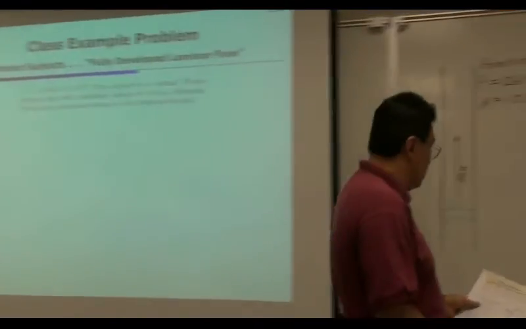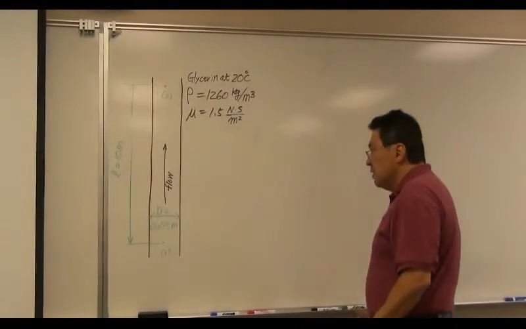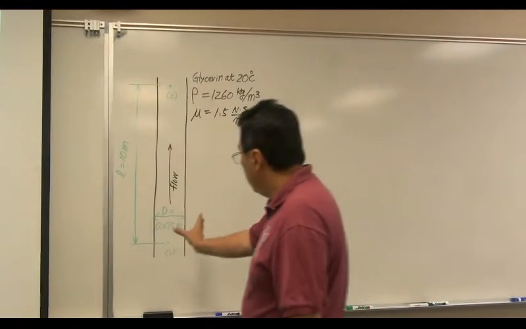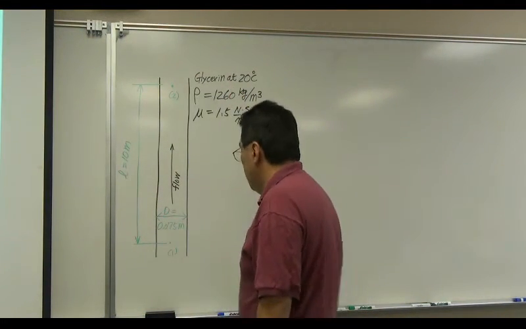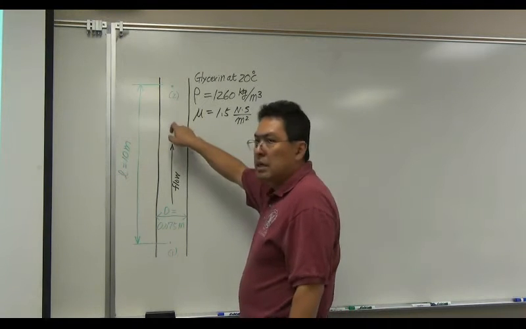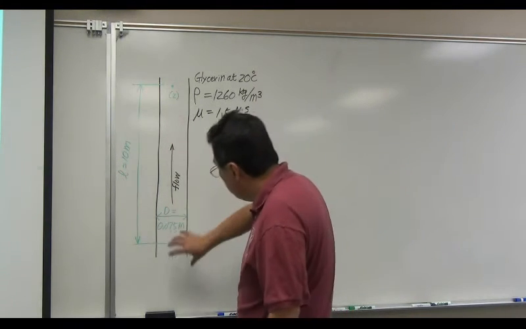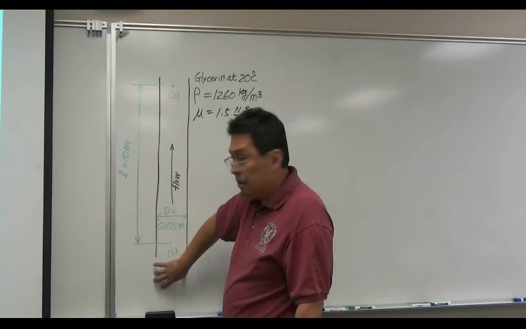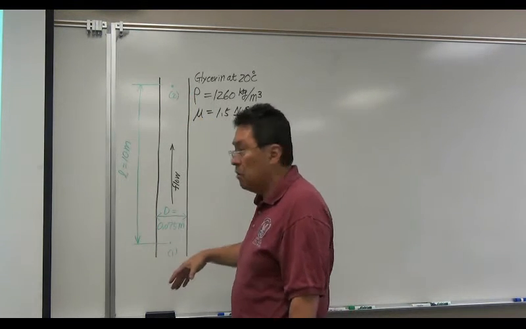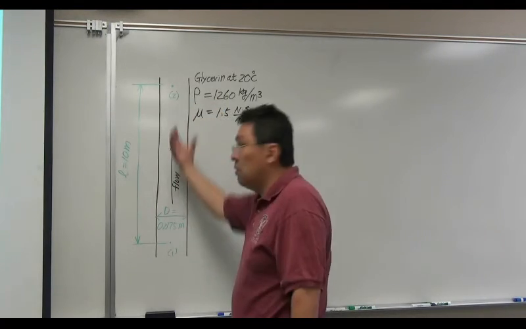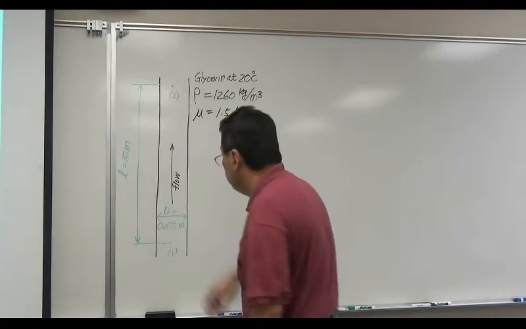All right, this is a good problem. So this is the picture of a vertical upward flow of glycerin at 20 degrees. Now obviously, in order to make this kind of flow, you have to have a higher pressure and a lower pressure. Then this pressure difference goes against the gravity so that the flow is going upwards. Okay.